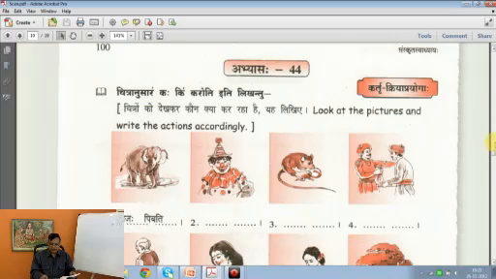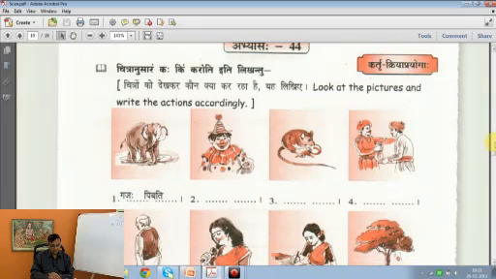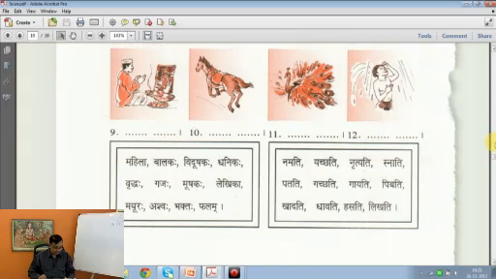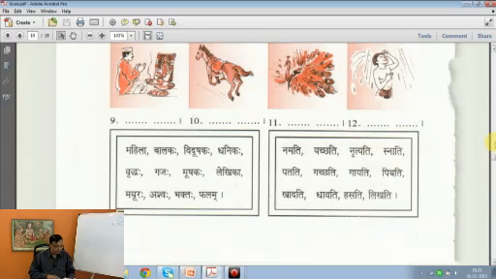Next page, 100 page. Then what is the study here? Kartru Kriya Prayogaha. We are also again going to see the usage of subject and the verbs here. Now one is given here, and 2 tables are given below the page, and you are supposed to pick up and use them accordingly. Chitranusaram kaha kim karoti iti likhantu. You have to look at the pictures and write the actions accordingly. Gajaha pibati, one is given.